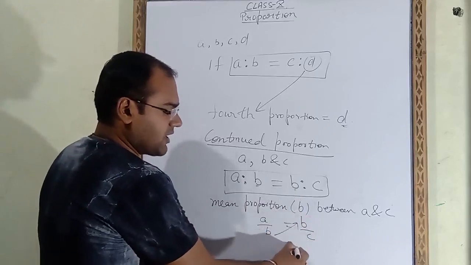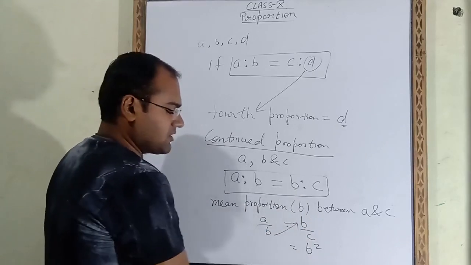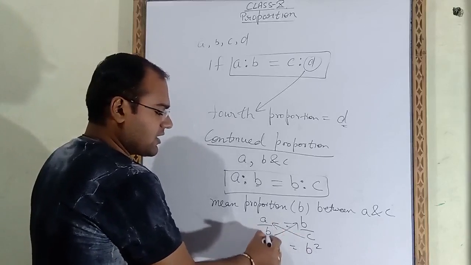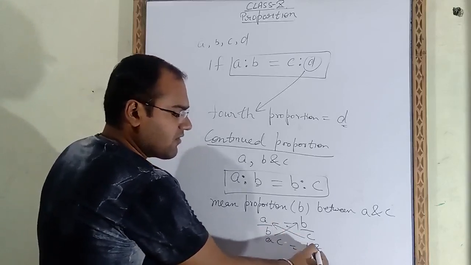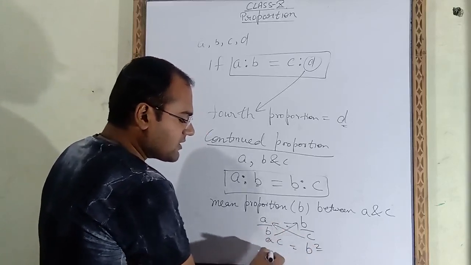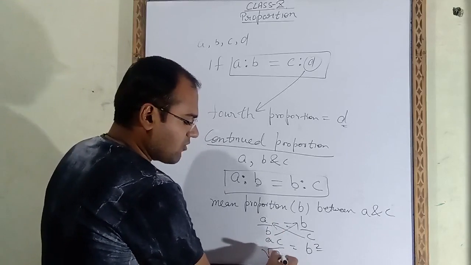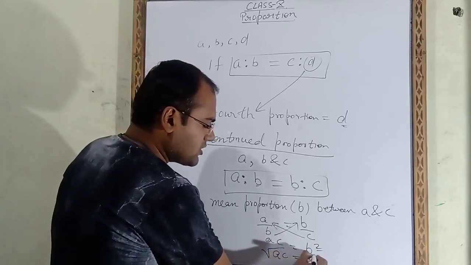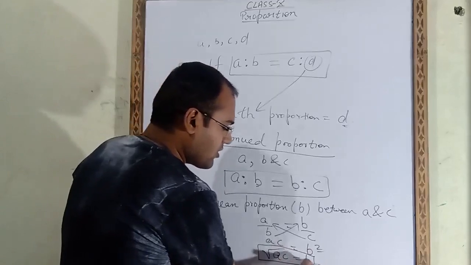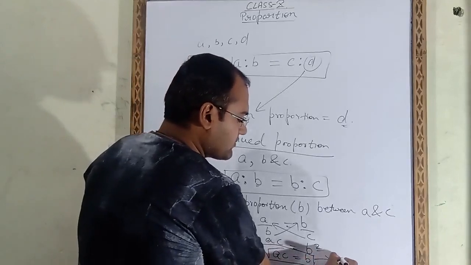This B we will bring here, so B multiply B will become B square. C will come here, A into C will become AC. When we remove this square sign, we will take here square root of AC is equal to B. So this is the formula for mean proportion.